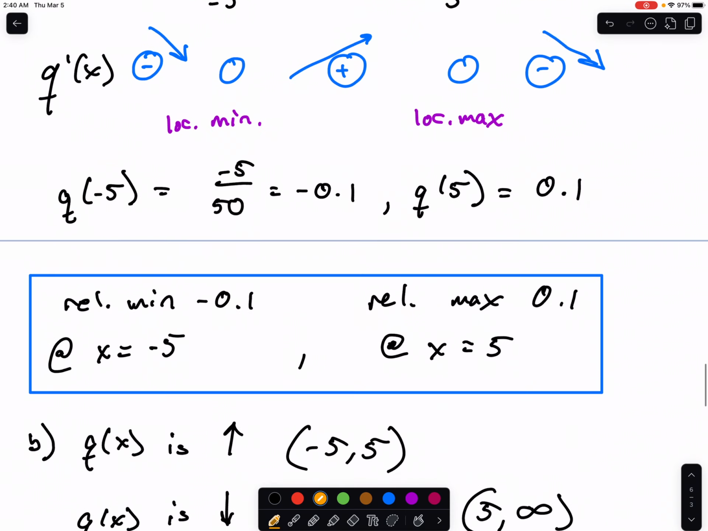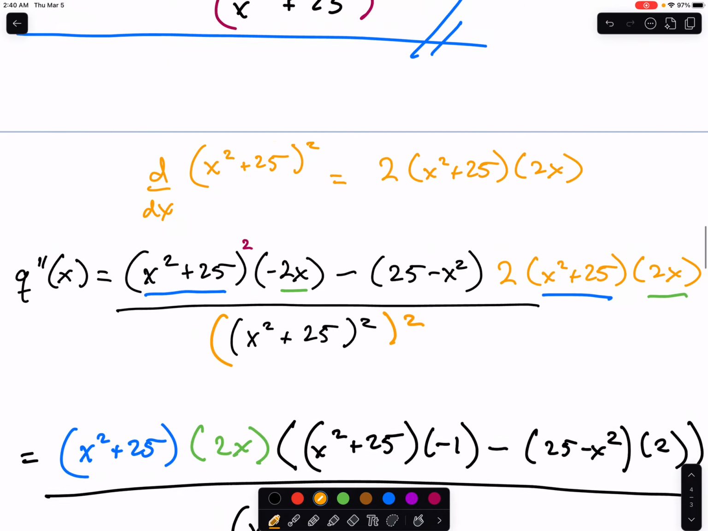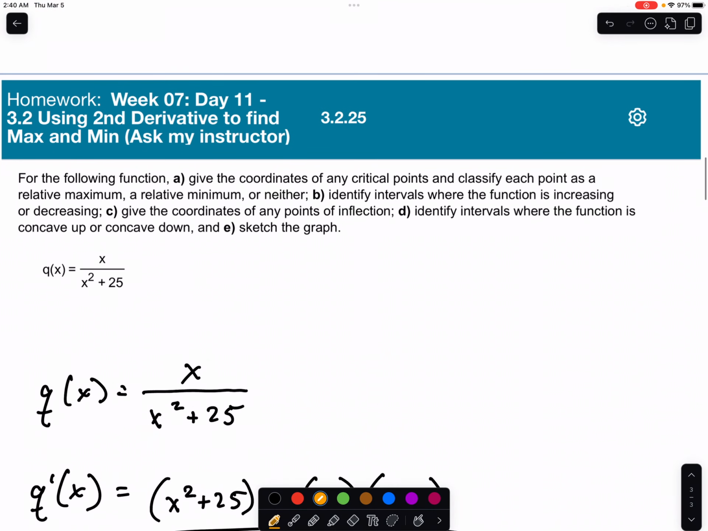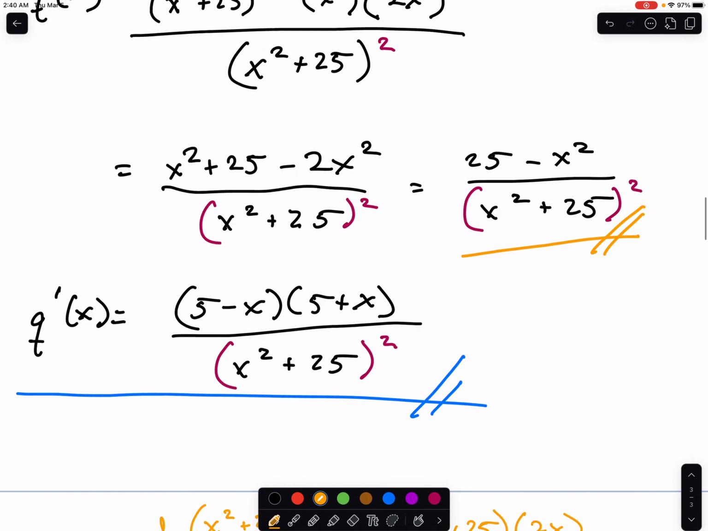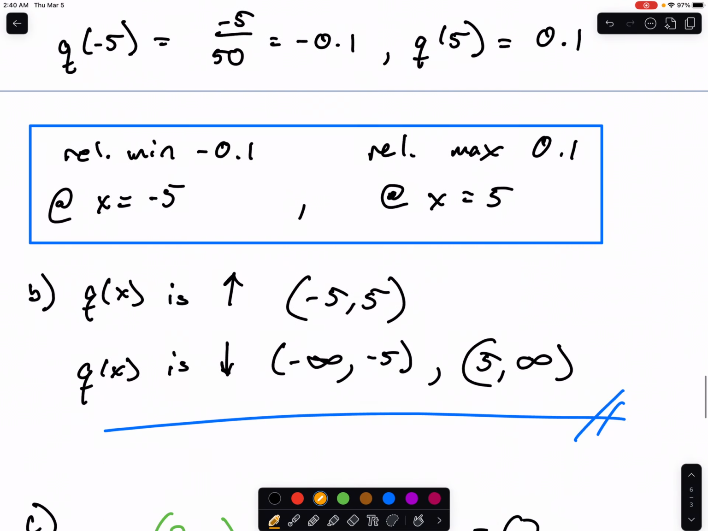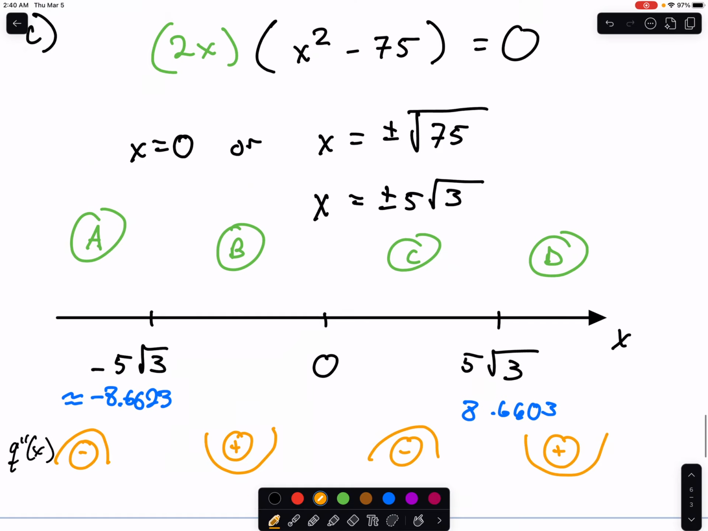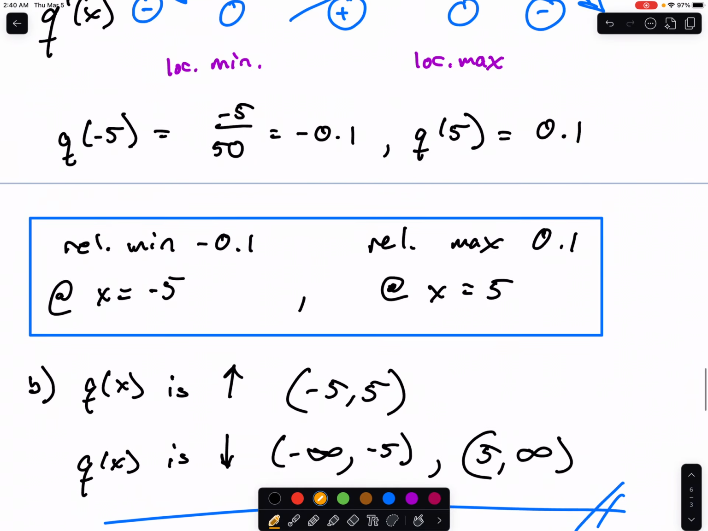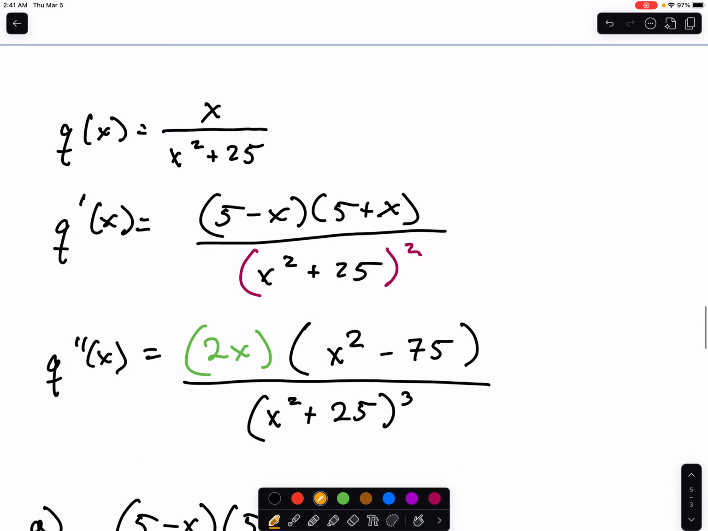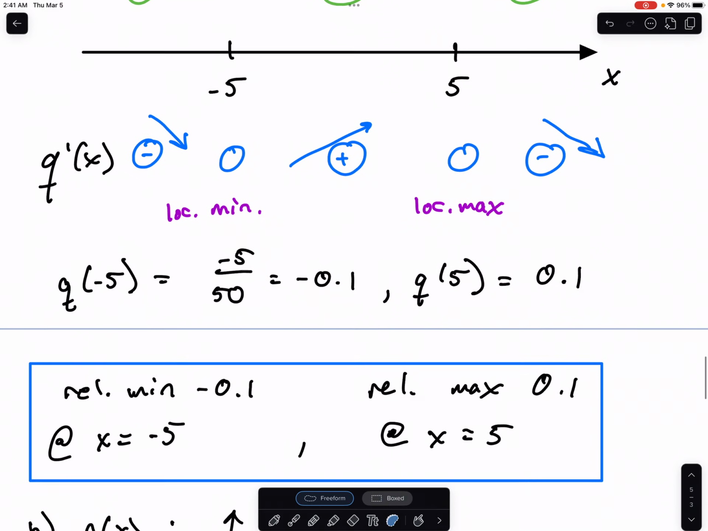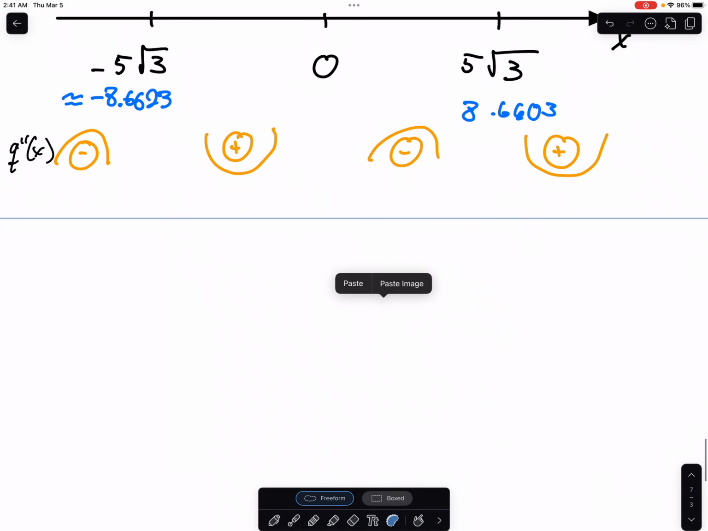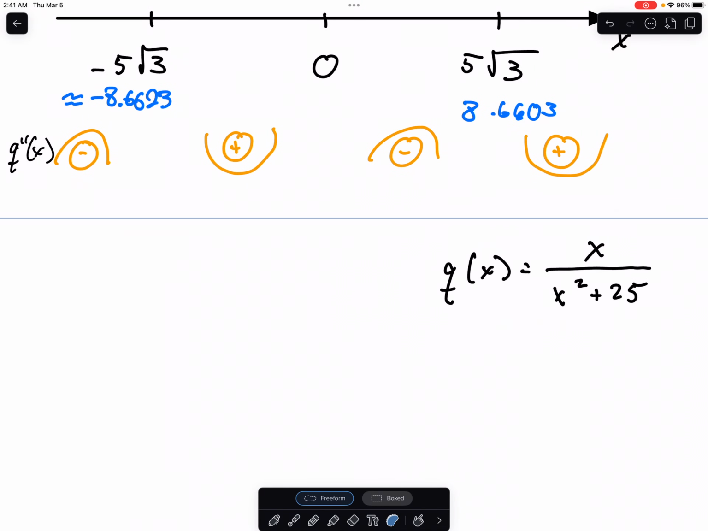All right, let's go back and answer the original question. Give the coordinates of any points of inflection. So we just need the corresponding y's. We identified our 3 critical values, and all tested positive as points of inflection. So we just need to find the corresponding y. I kind of need a copy of the original. Okay, I'm going to copy and paste. I'll use that as a reference.